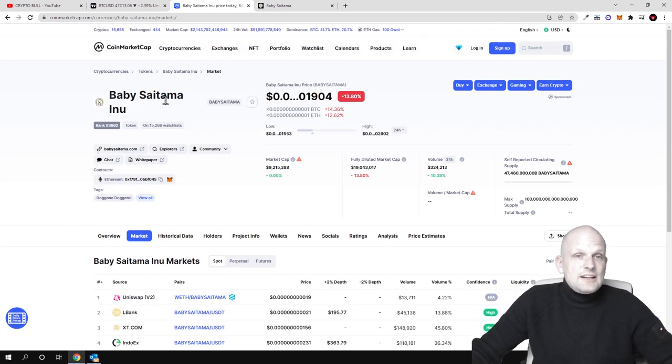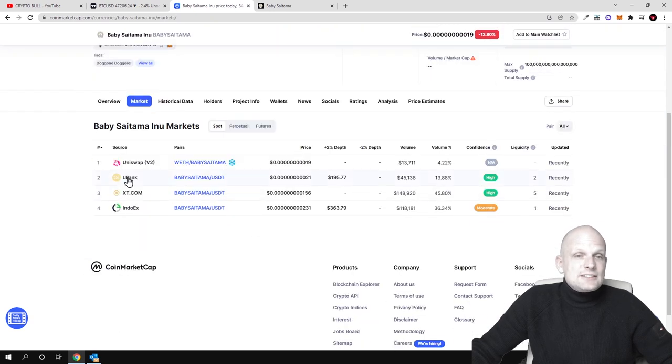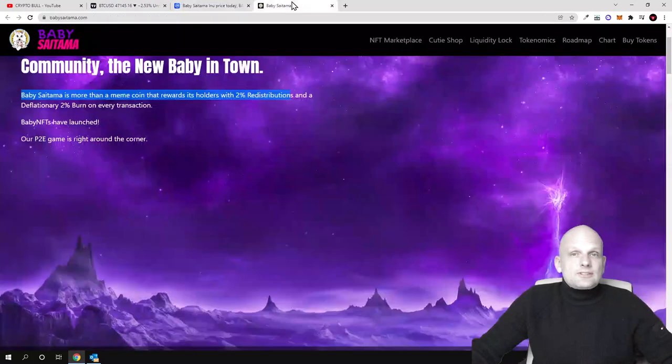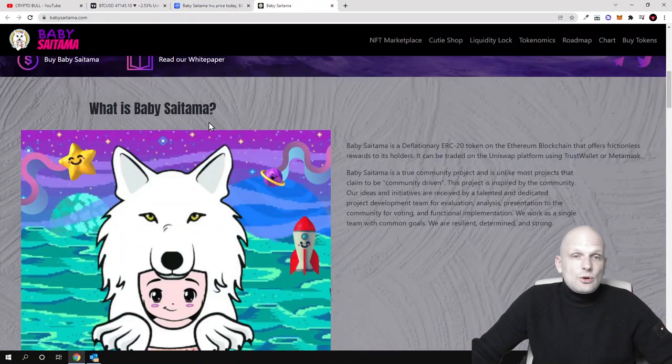As you can see here, baby Saitama is listed on Uniswap, on the LBank cryptocurrency exchange, on the XT.com cryptocurrency exchange, and also on the IndoX cryptocurrency exchange. And by clicking on these pairs, you will open the exchange and you will be able to buy or sell it. So yes, now let's get to their website and have a look at what baby Saitama is.